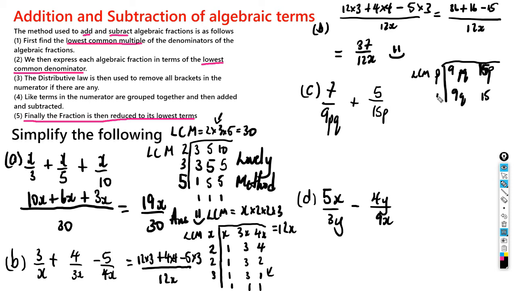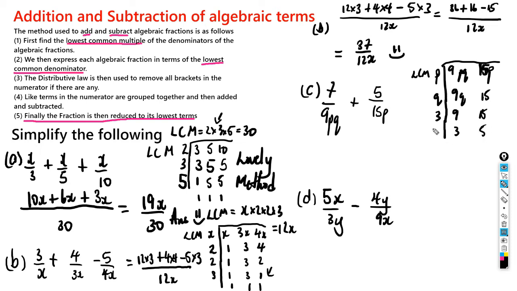Then I'm going to divide through by Q, and I'm going to get 9 and 15. Then the next thing I'm going to do is say, can 2 go into any of these? No. Can 3 go into it? Yes. 3 can go into 9, giving me 3. And 3 can go into 15, giving me 5.